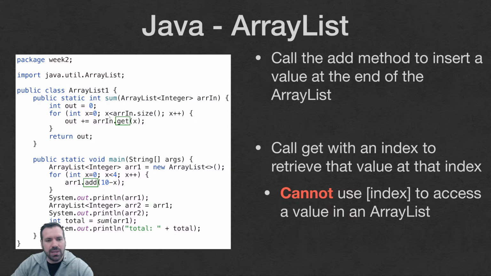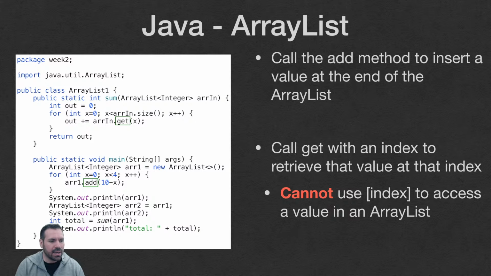I'm going to go strictly less than the size, so it's going to stop one before the size, which is the last index. The indices go from 0 to size minus 1, incrementing by 1 each time, so I'm going to get every single value in this array list, and I'm effectively summing all of the values. I'm going to add to out, initialized at 0, the value at every index in this array list, and then return the total sum.